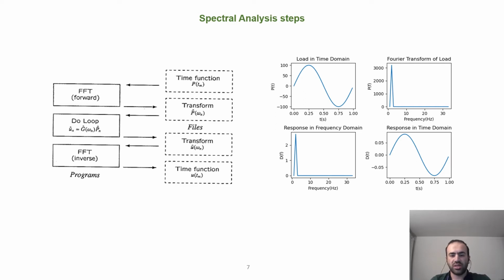So our excitation function is a function of time, and if we take the Fourier transform of that, we will have our excitation function in the frequency domain. And we can use the dynamic stiffness matrix to find the response of our structure in the frequency domain, and then use the inverse Fourier transform to bring the results back from the frequency domain to the time domain.